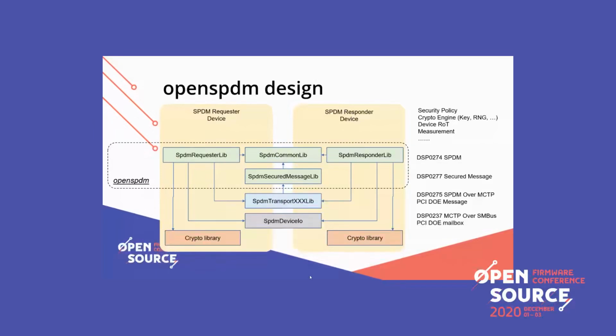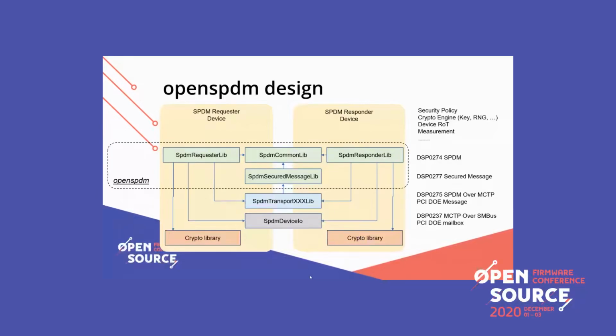The gray box is the device I/O. OpenSPDM does not include any hardware device I/O such as SMBus, PCI DOE, or USB control transfer libraries. The SPDM consumer needs to implement this device I/O library API and register it to OpenSPDM to send or receive an SPDM message. And at the bottom, there is a crypto library.